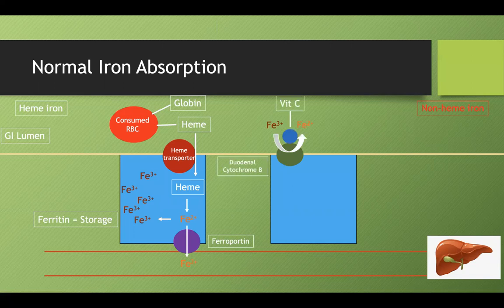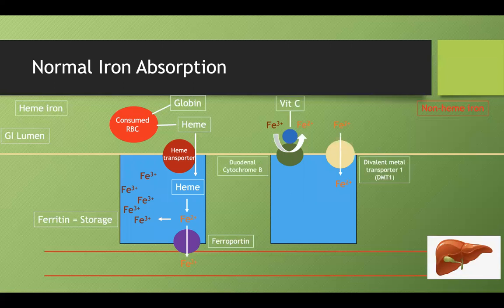And that's why sometimes when you are prescribed iron tablets, they'll prescribe it with vitamin C to enhance absorption through this mechanism. So now that we have it in that ferrous form, we need to get it into the cell, and we have to use this DMT1 transporter to get it into the cell.